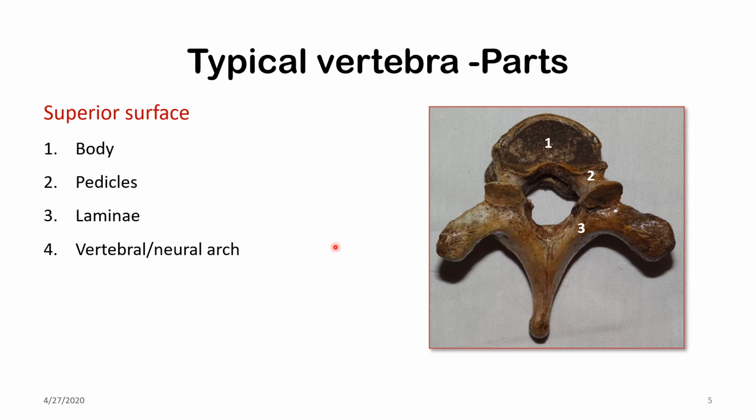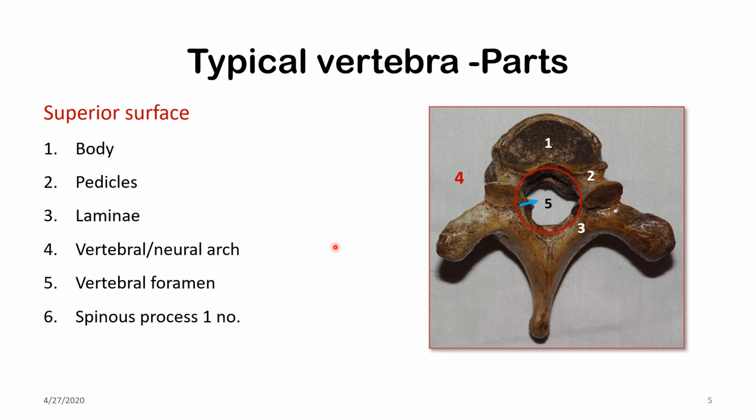Then what is the vertebral arch or neural arch? You can see the encircled one, that is the vertebral arch or neural arch, formed by the posterior surface of the body, the pedicles, and the laminae of the vertebra. And then what is the vertebral foramen? You can see the vertebral foramen which is shown by the arrow, and through which traverses the spinal cord and the meninges covering it.